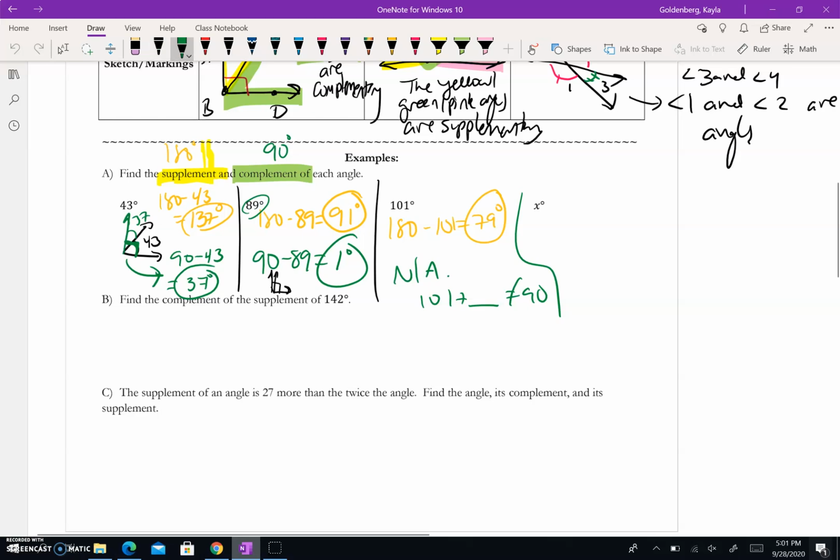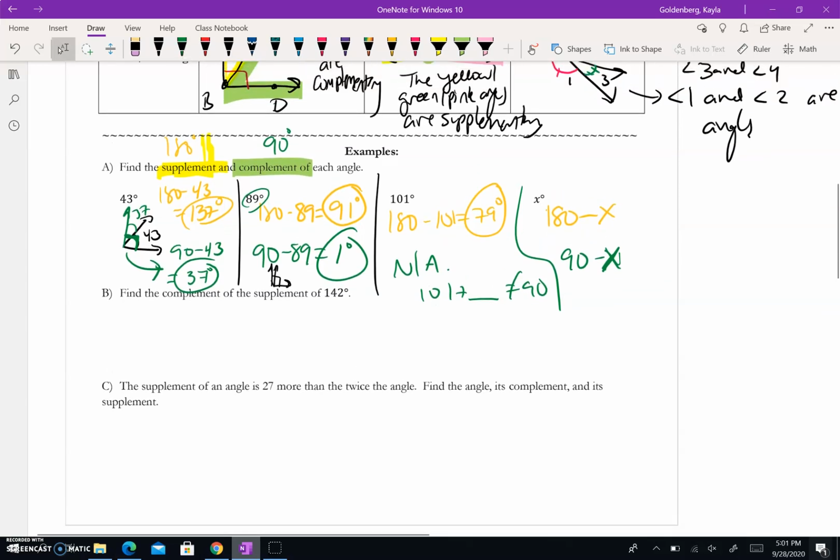And then for this last one, let's think big picture. If I gave you a degree, the step you always did for yellow was the 180 take away x. That gave you the supplement. To find the complement, you always took 90 take away x. Right? So this is kind of big picture. And remember, I'm always color coding, and that's referring back to supplement being yellow and complement being green. This one's kind of a twisted word one.